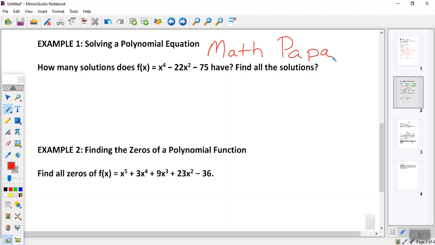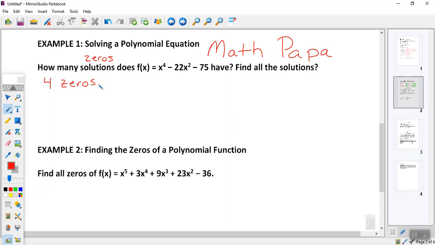4. I should really have called this, and you might want to write this word in up here, how many zeros does this have? So it's going to have 4 zeros. Why 4 zeros, kids? Degree 4. Okay, and then it says find all the solutions.